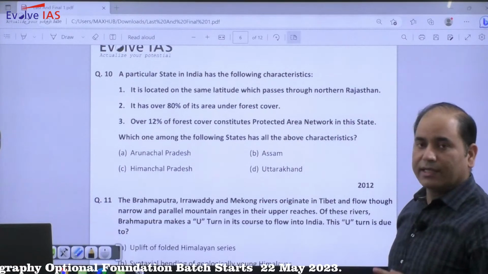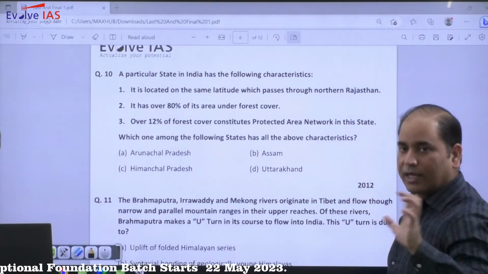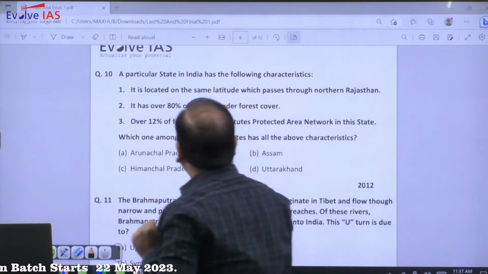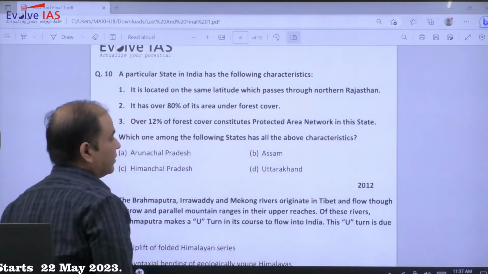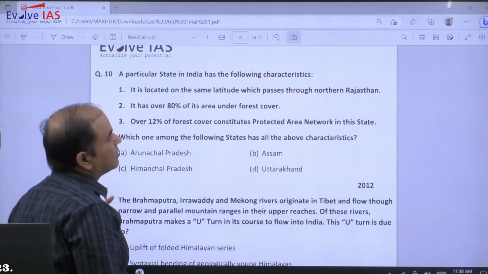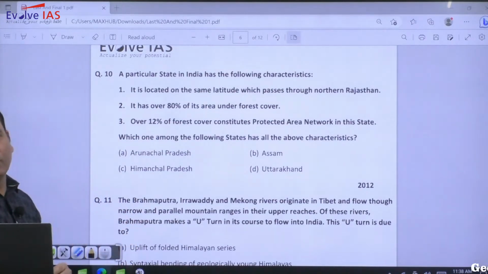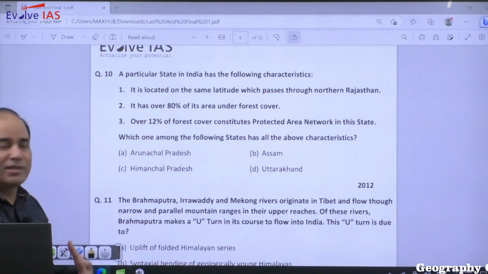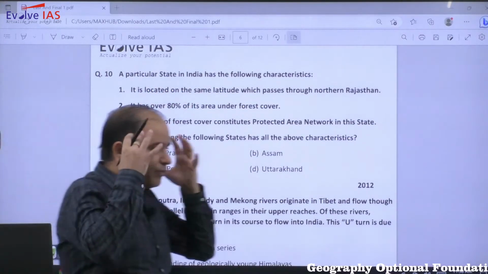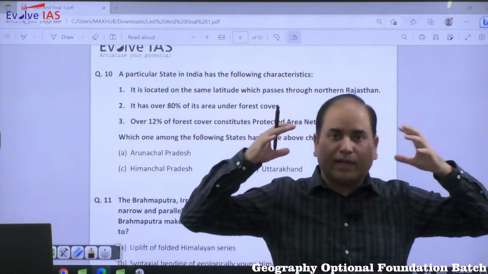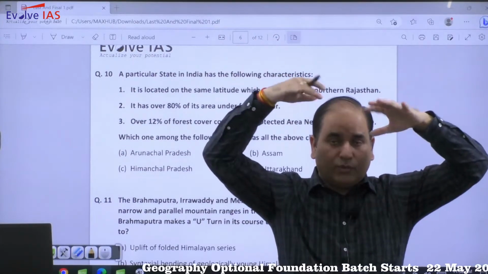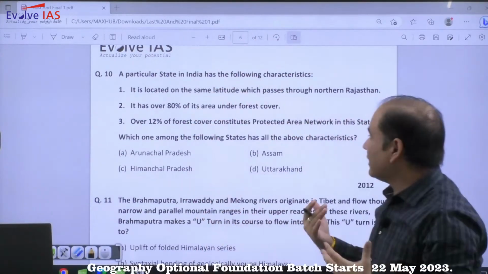2012. Again a question related to whether you have visualized the latitude and longitude or not. A particular state in India has the following characteristics. It is located on the same latitude which passes through northern Rajasthan. The moment you read this statement, you need to visualize in your mind how many states in India are on the same latitude. So all those states should be in consideration.